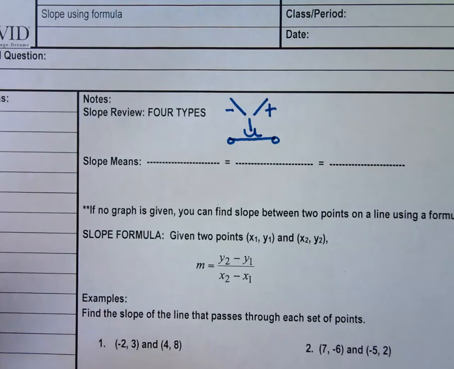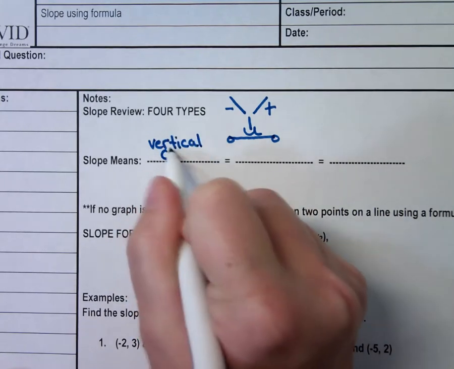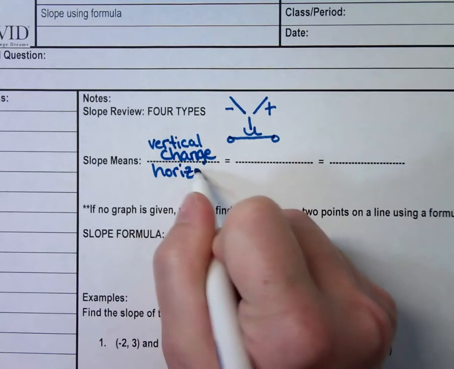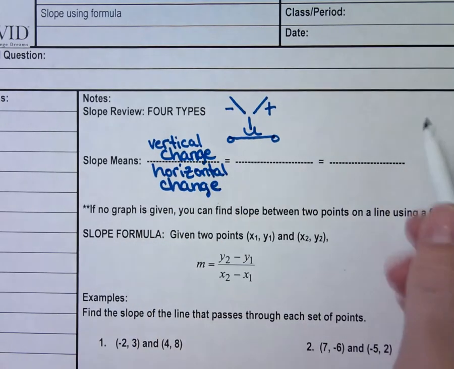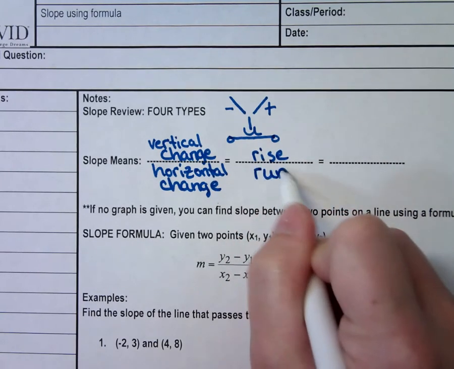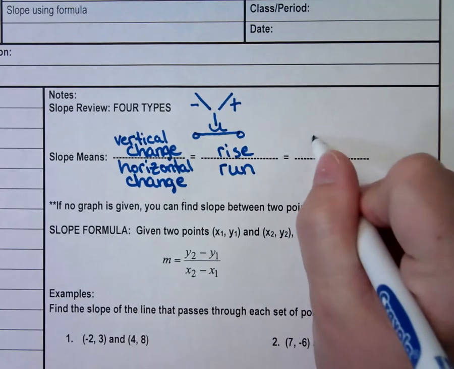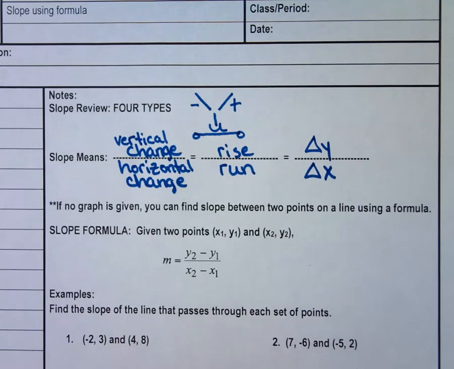Okay, talking about some of the things that slope means, and we mentioned this the other day. The first way is the vertical change over the horizontal change, which is the same thing as rise over run or fall over run. Think of those two things as the same. And that happens to be the same thing as the change in y over the change in x, which is what we use specifically when we have a table.